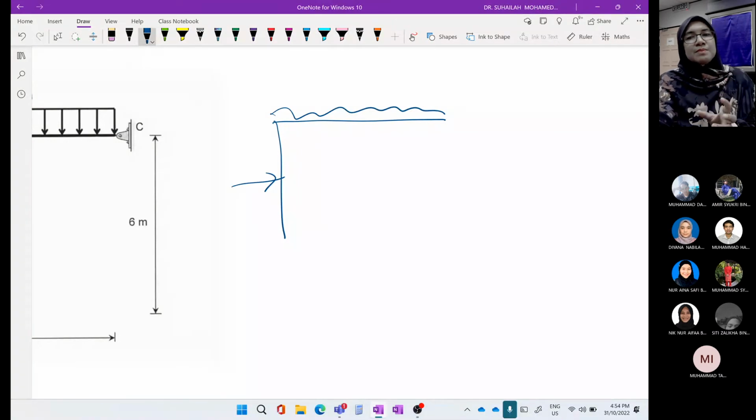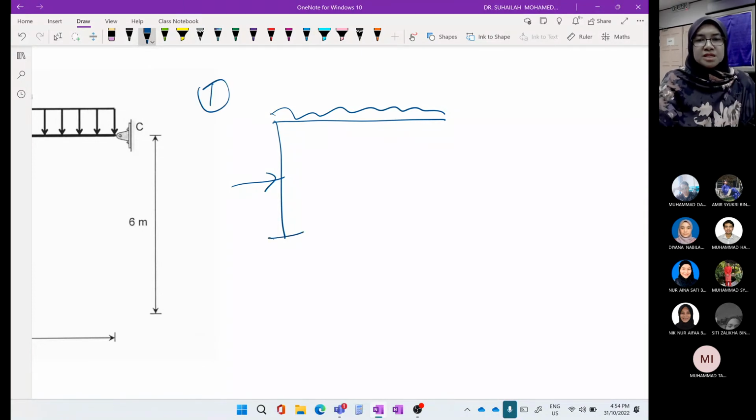Okay. Possibility number 1. Fix, remove pin. Fix remove pin means that we remove CX, we remove CY.